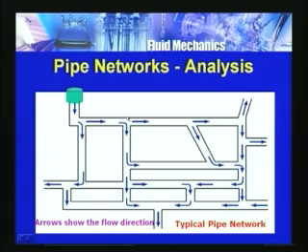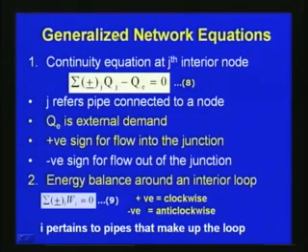So, for the pipe networks which we have seen, there will be a number of loops, and most of the time we have to assume the flow direction and the flow through each pipe. This aspect we have seen in the last lecture.